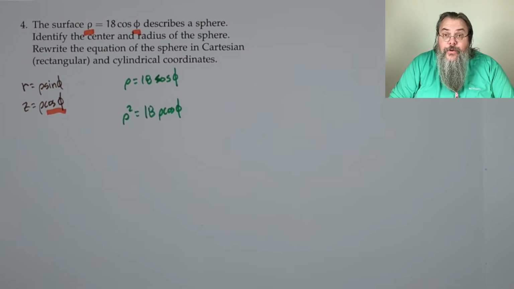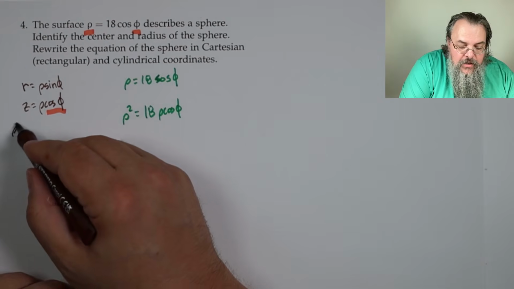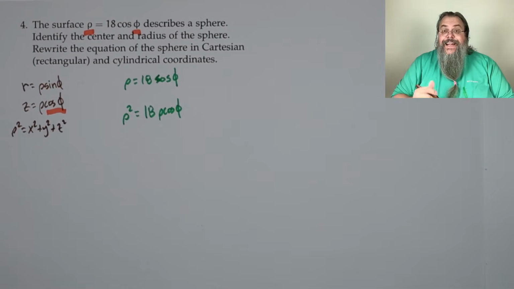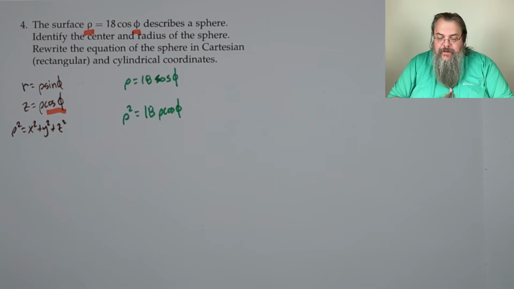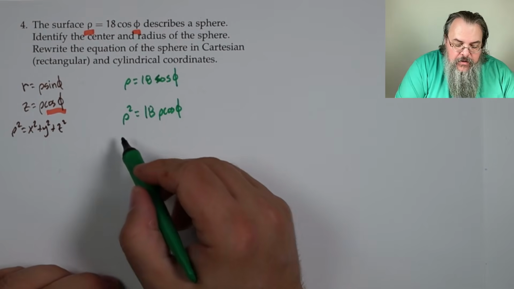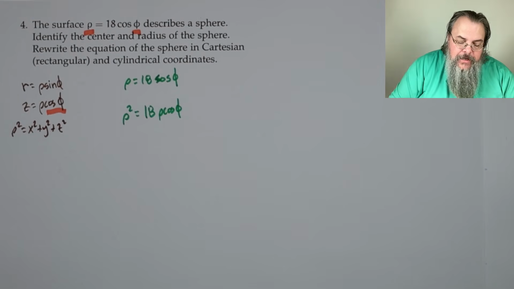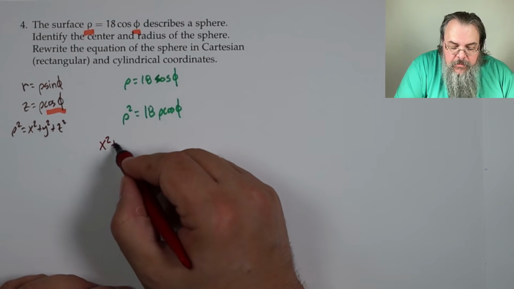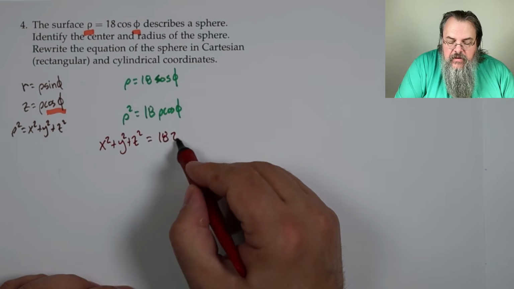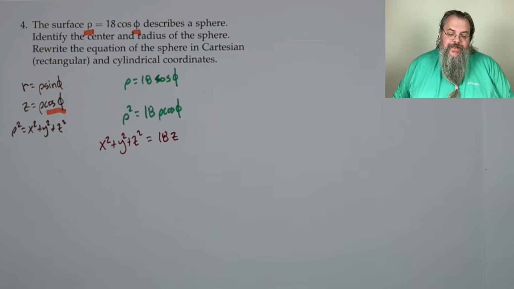And at that point I say, oh, you know what? There's another formula that we didn't write down. It says that rho squared is x squared plus y squared plus z squared. Nice. Okay, so here we go. We're going to substitute, and I'm going to switch colors because we're switching coordinate systems. And what do we get? We get that x squared plus y squared plus z squared, that's our rho squared, is equal to 18z. Okay, we are making great progress here.